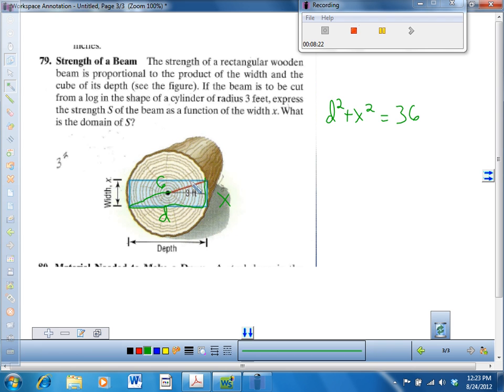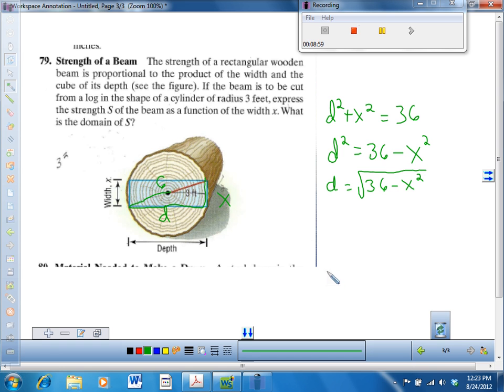But then you need another equation. Well, you don't really need another equation. You know that the width is just X, and you want the width and the cube of its depth. So I need to get an expression for the depth in terms of X. And that's not that bad. You go D squared is equal to 36 minus X squared. And so D is equal to the square root of 36 minus X squared, right?